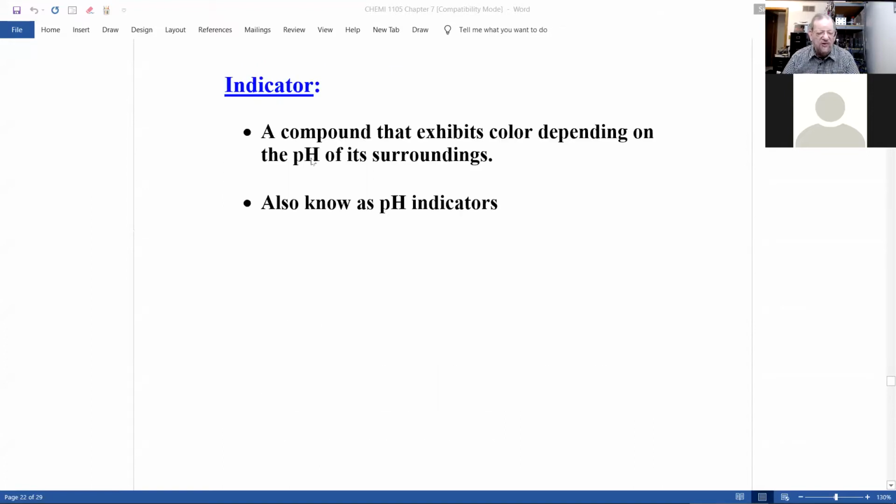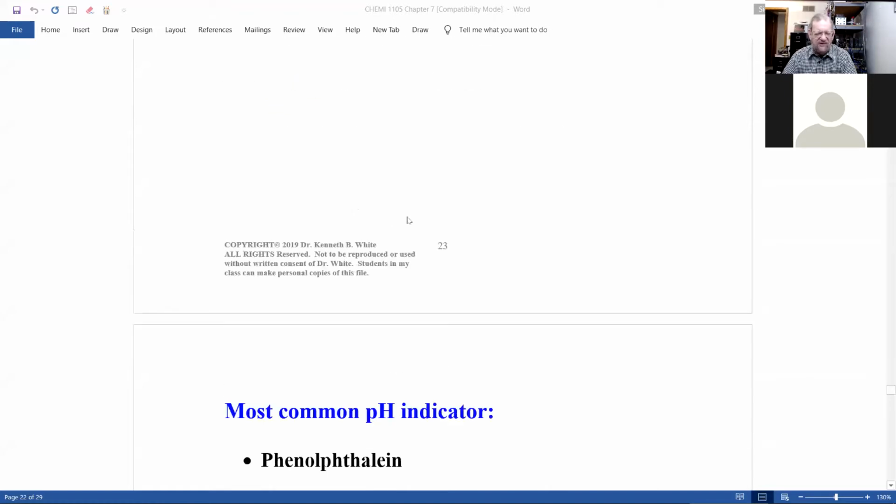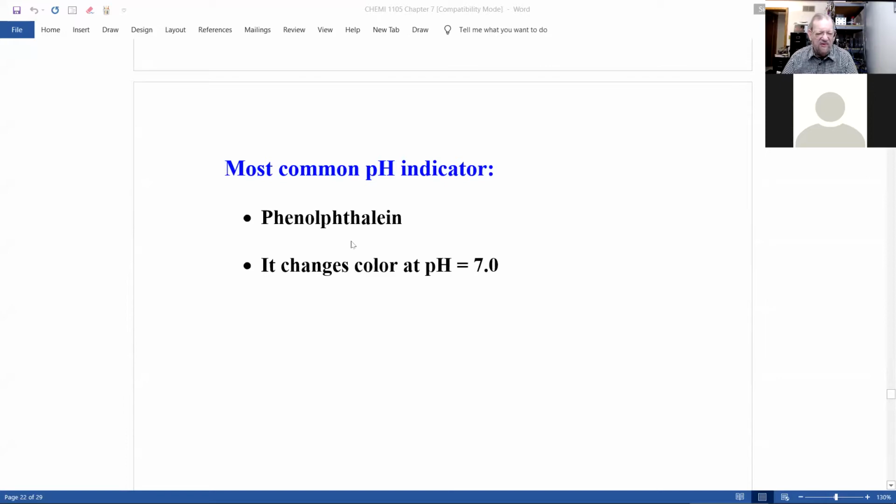That's the key for titrations. You use an indicator, which we'll be using today, that changes color at a certain pH, and I'll usually call it a pH indicator. The most common is phenolphthalein. Below pH 7 it's clear, and above pH 7, in base, it turns a red or wine red color.